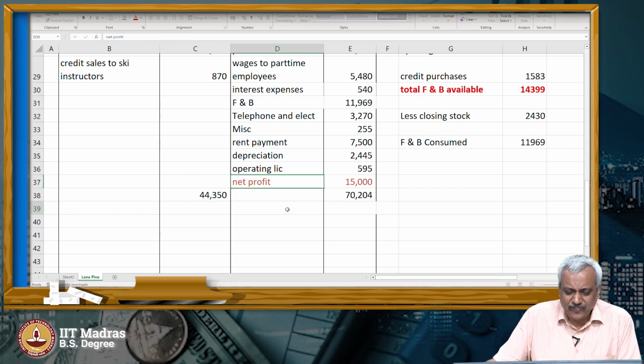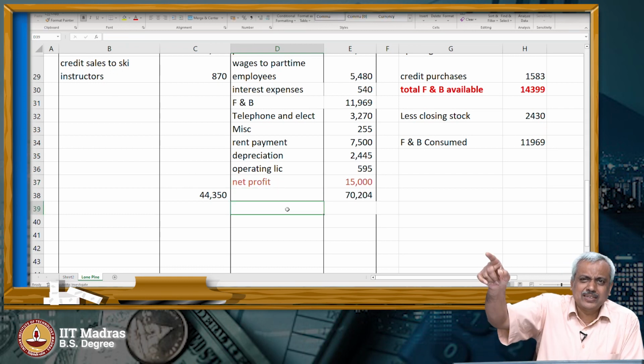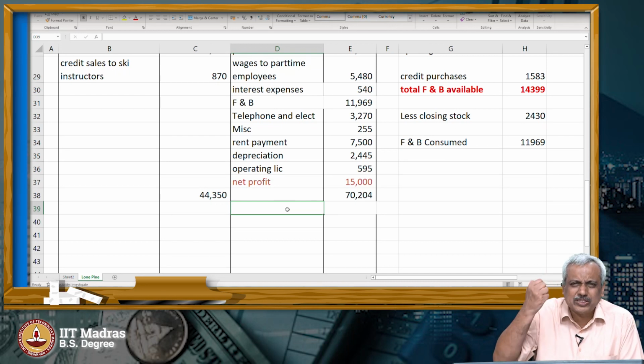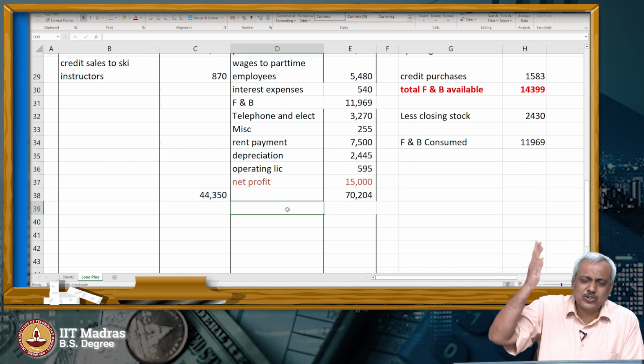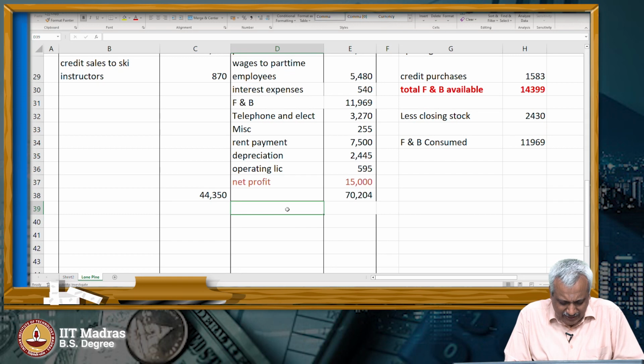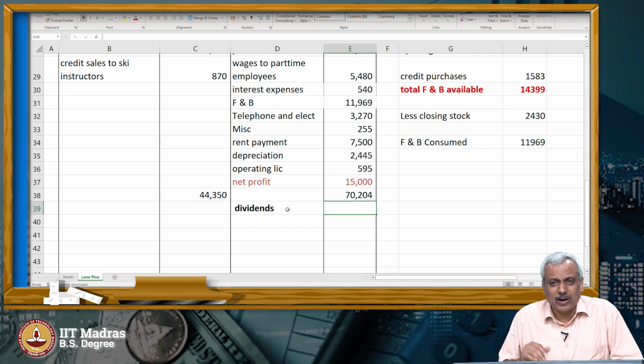Now what happens? This $15,000 belongs to the equity holders. I decide to give dividends to them. I decide to give them a dividend of 12,000 rupees totally, that is 4,000 rupees to each partner. I will give the dividends from the profit. The profit is 15,000. The dividend I am giving is 12,000.